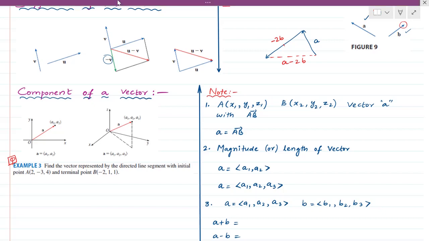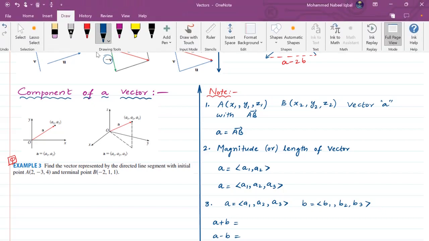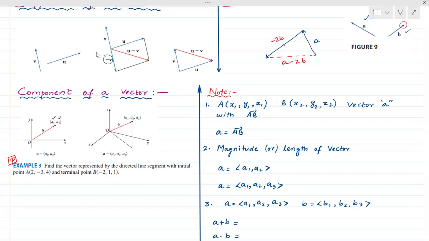Now these are the components of vectors in two dimensions. If you have two dimensions x and y, this is the component of the vector. You can write this as a1i plus a2j. So i is a unit vector along the x-axis, j is a unit vector along the y-axis. If you have three dimensions, this is the vector notation. We can write it as a1, a2, a3, or you can write it as a1i plus a2j plus a3k, where k is the unit vector along the z-axis. So here are the notes you will have.